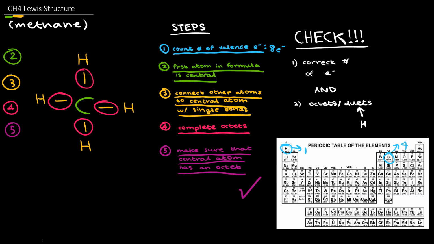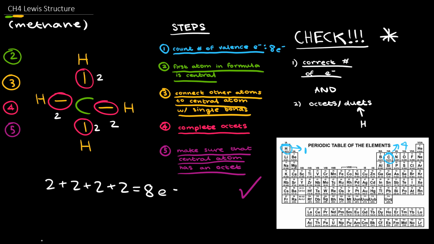Now before we can be finished with our structure, we need to check that we have the correct number of electrons. We know that there are 2 here, 2 here, 2 here, and 2 here. So that 2 plus 2 plus 2 plus 2 equals 8 electrons. And remember we said 8 electrons here, and we got 8 electrons here. So yes, we have the correct number of electrons.